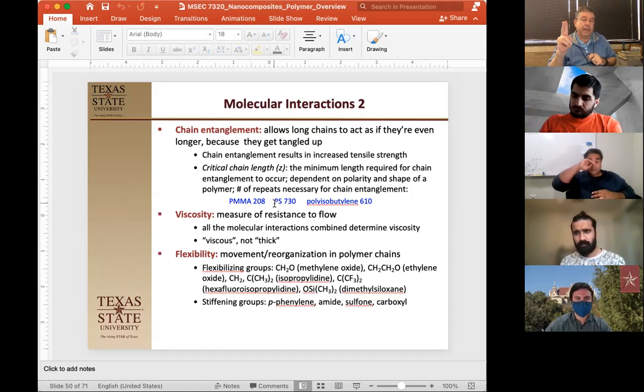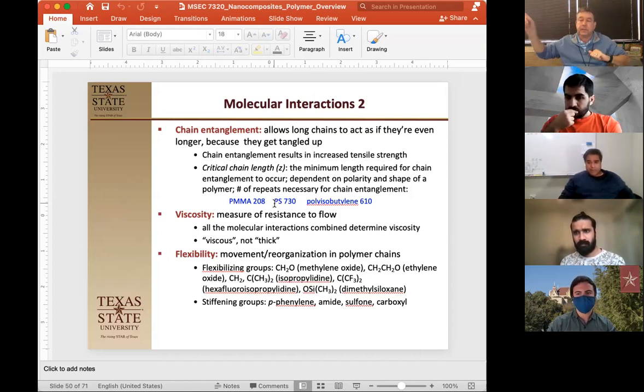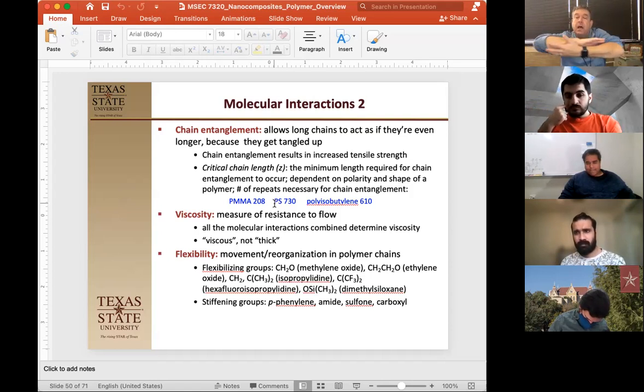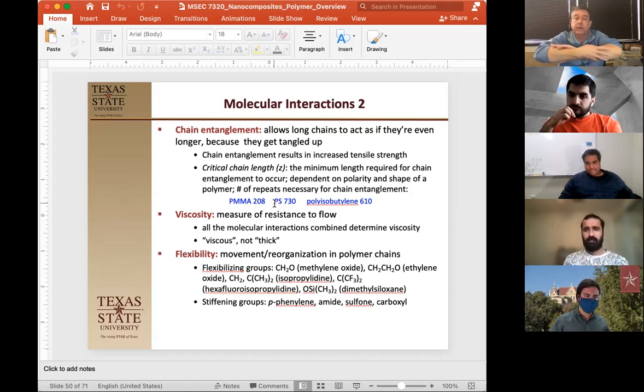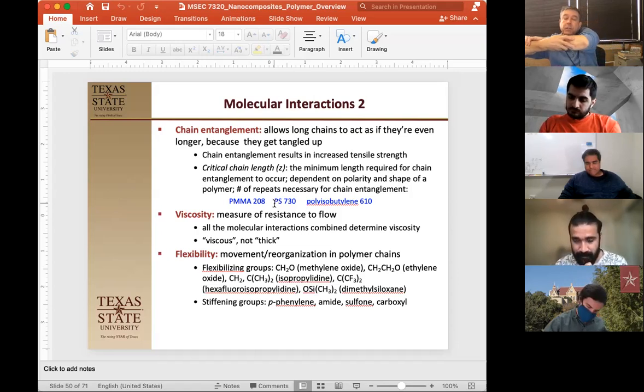All right, I'm going to do these last two things and then we're off for the day, but I'll see you back on Tuesday. So viscosity. Viscosity is the resistance to flow. Now that's a bulk property. Chain entanglement is a microscopic atomic property. Viscosity is a bulk property where all the chains are moving together, okay? So all of the molecular interactions combined determine the viscosity because they're trying to all move together.